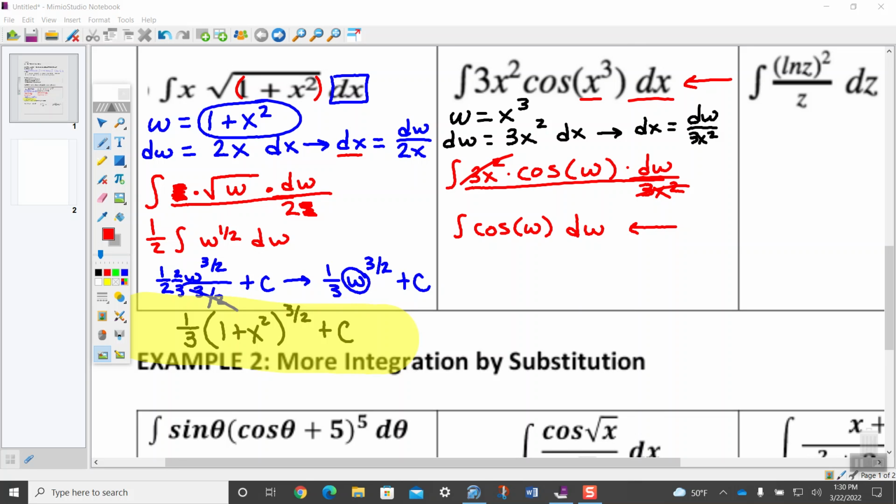What's the antiderivative? I heard you say sine. This becomes the sine of w plus c. That's the antiderivative, okay? But as everything started out with respect to x, I should probably make this finish with respect to x. So what can I replace the w with, guys? X cubed. So in the end, this is the sine of x to the third plus c as my antiderivative.